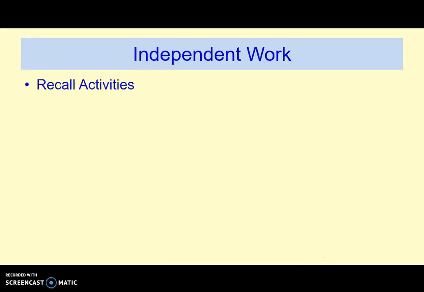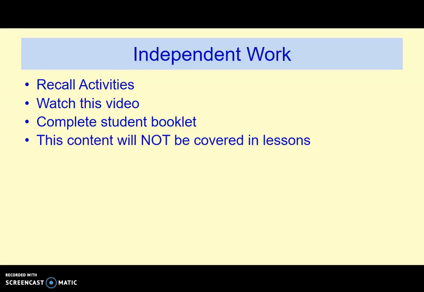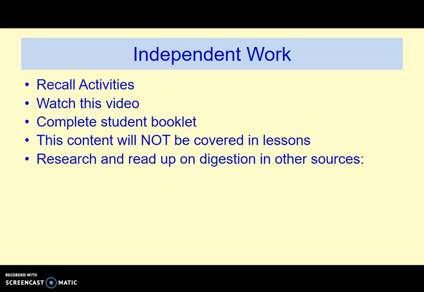Good, welcome back. Okay, so the next thing you need to do is watch this video, or these videos. There'll probably be 2 or 3 of them. Ensure that you pause if you don't understand, go back, listen again. You need to complete the student booklet, ensure that all areas of the booklet are complete. The content that is in that student booklet will not be covered in lessons. We will obviously go over any specific questions you have, but this is completely independent work, and no lesson time will be devoted to going over it again.